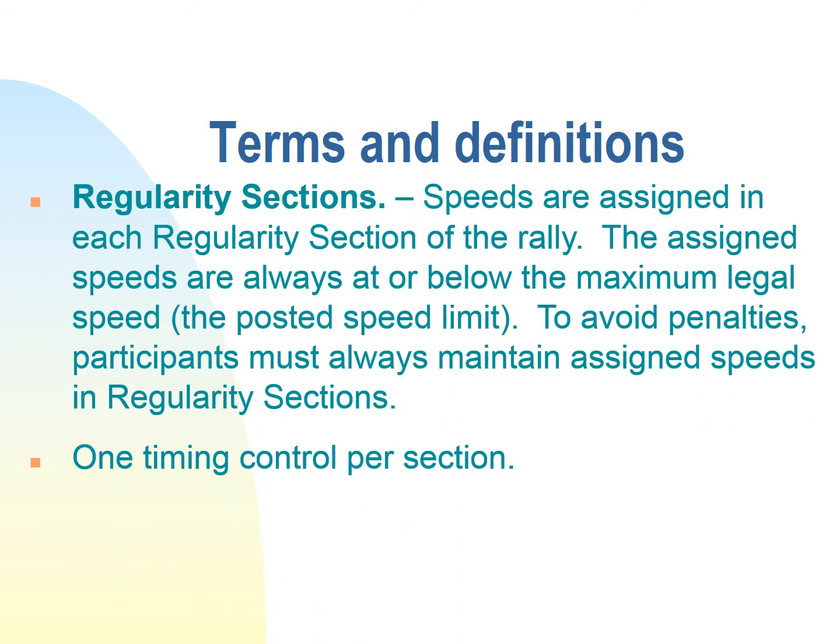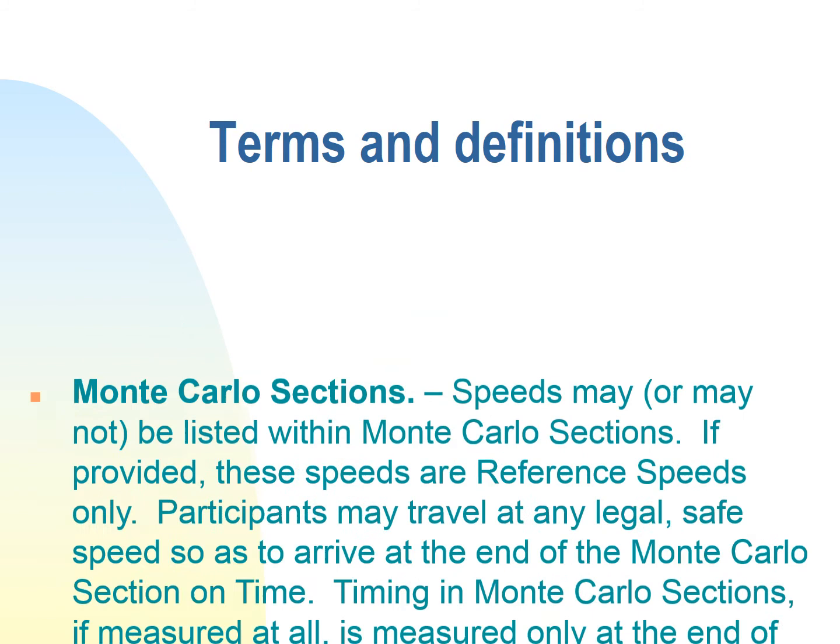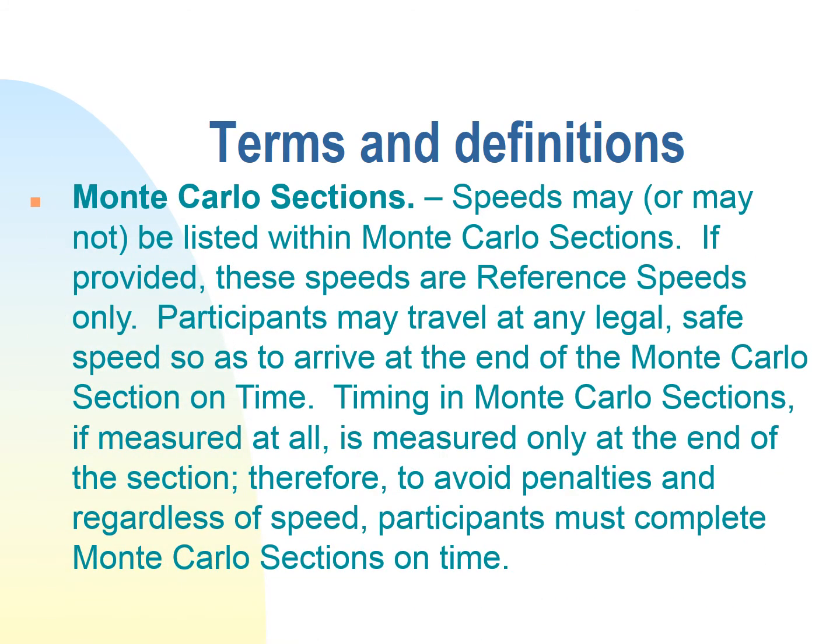Let's talk about some of the terms and definitions we use. We talk about regularity sections. Within these sections, you have to maintain time, and you're likely to be timed at a checkpoint or passage control. There'll only be one checkpoint or passage control per section. We also have what we call Monte Carlo sections. Monte Carlo sections may or may not be timed, but if they are timed, they're only timed at the end of the section. So you can drive any speed you want. The most important thing is to be at the end of this section exactly on time.